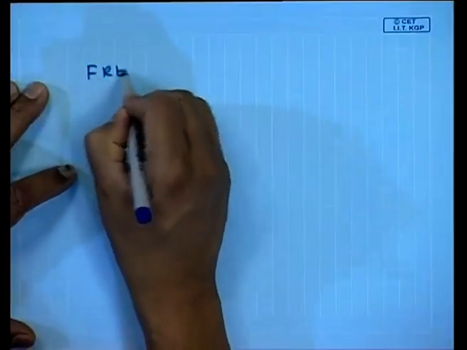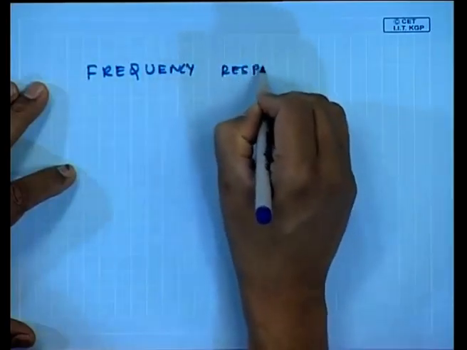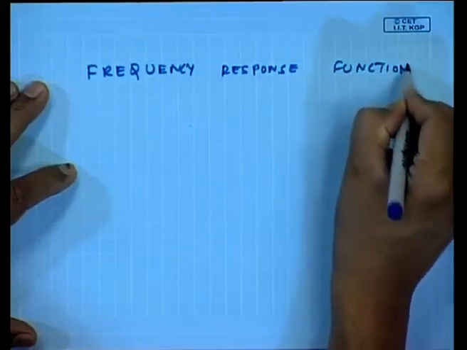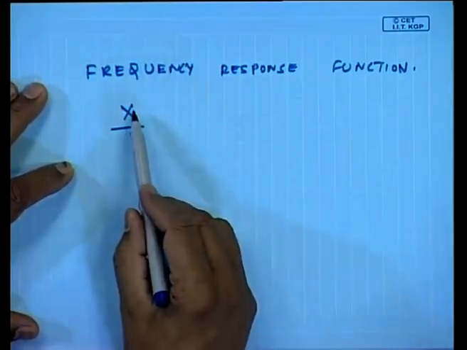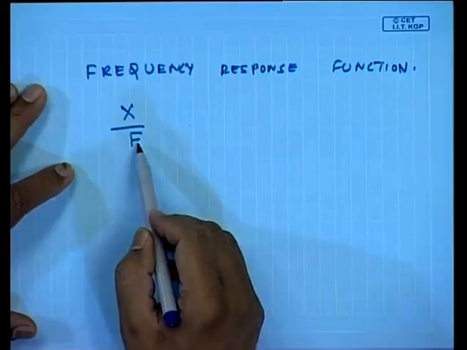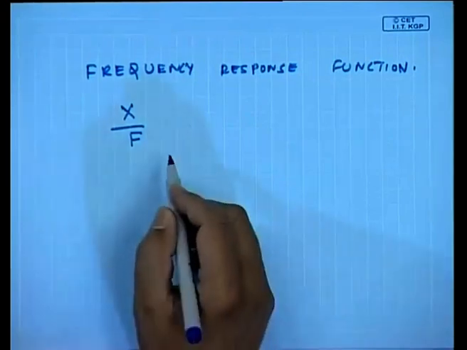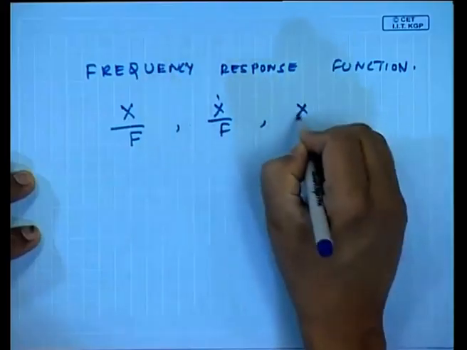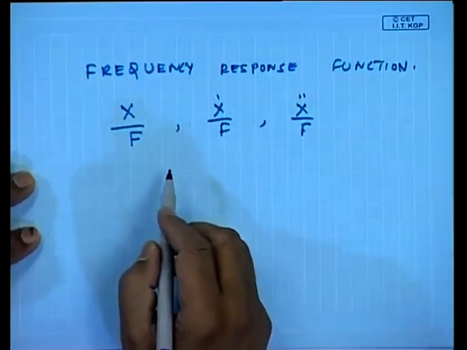Now, this frequency response function which I had just denoted as x by f means I have measured the response as a displacement and the forcing function as f. And then there are many ways I could also have represented them. For example, it could have been x dot by f, it could have been x double dot by f, and then there are some names associated with it.